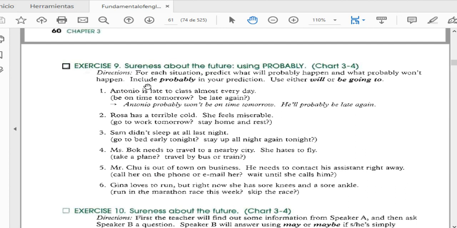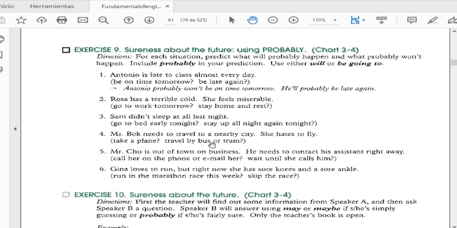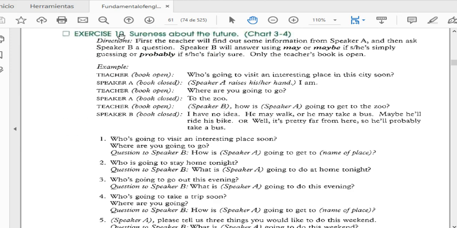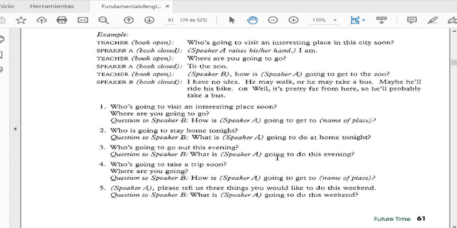Look, exercise 9, you can do it with a classmate. Let's see. It says for each situation, predict what will probably happen and what probably won't happen. Include probably in your prediction. You can do this alone by yourself. Okay. Exercise 10. You can develop it with a classmate. Who's going to visit an interesting place soon? Where are you going to go? You can practice.